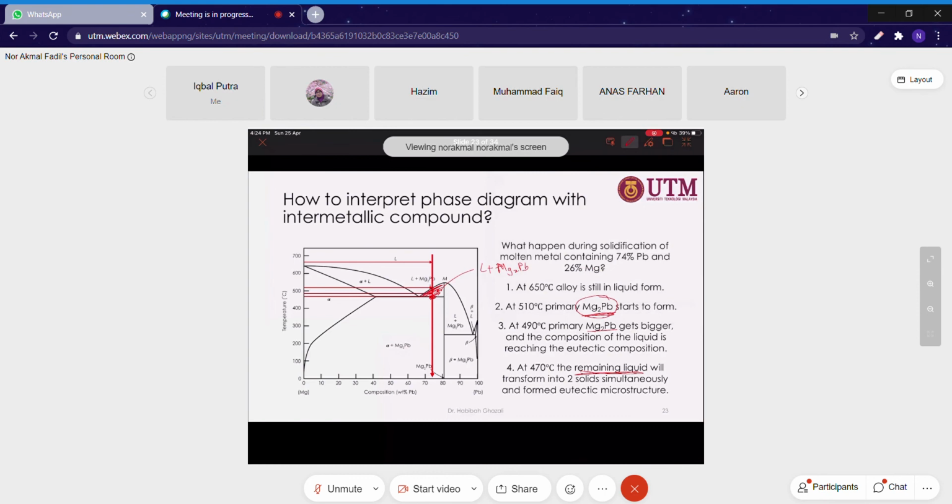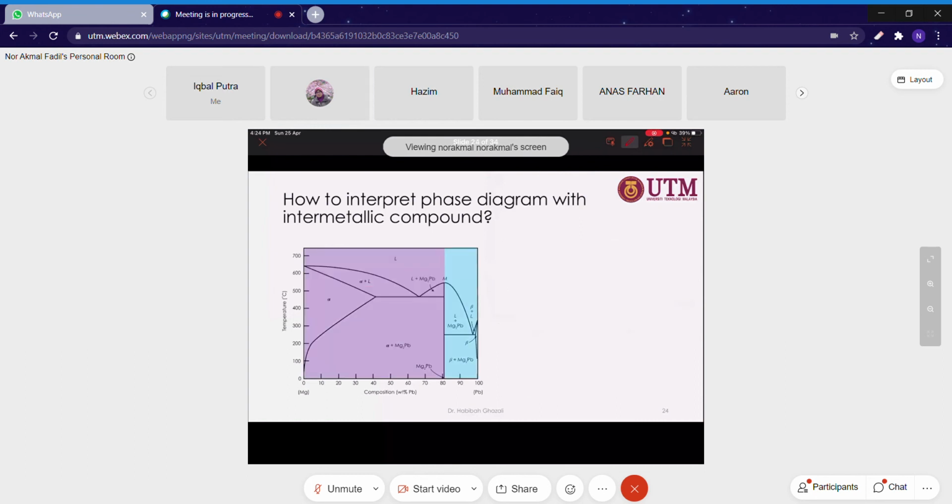Into a new phase, which is this phase. Okay, the eutectic structure. At this point, it is the eutectic structure. Eutectic structure is basically a lamella structure of two phases. The lamella structure consists of these two phases, which are alpha and Mg2 beta.